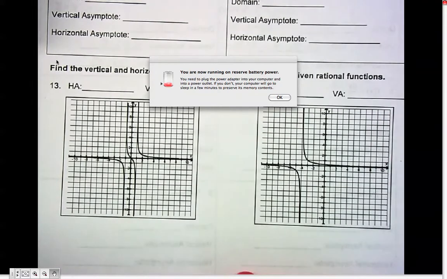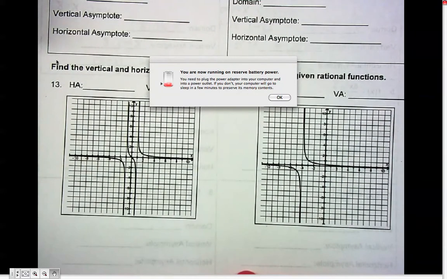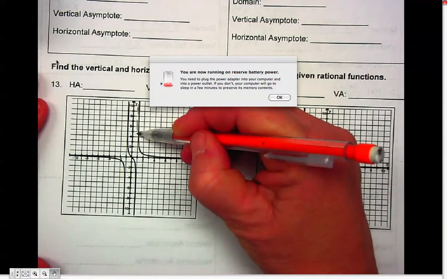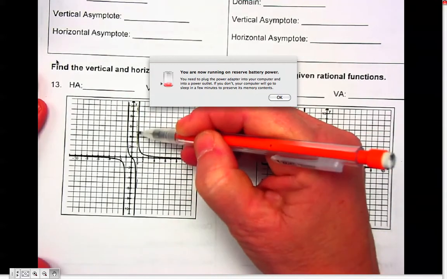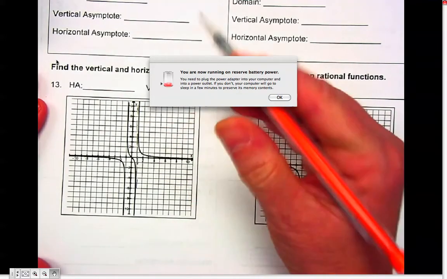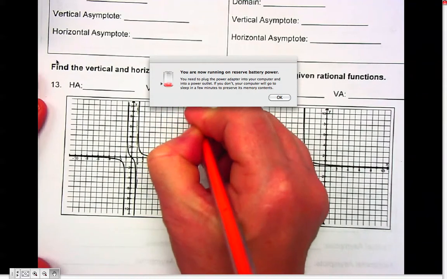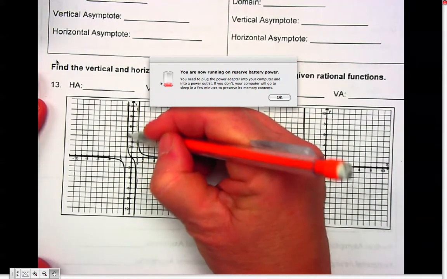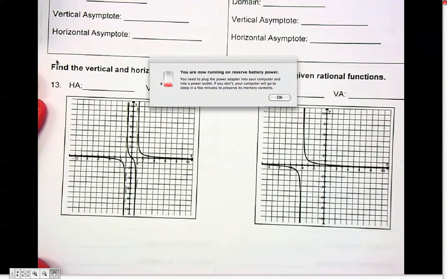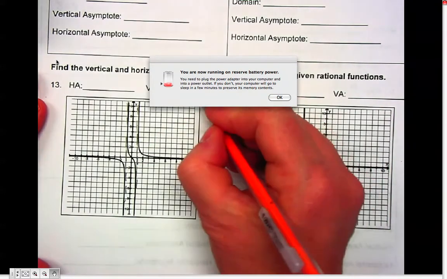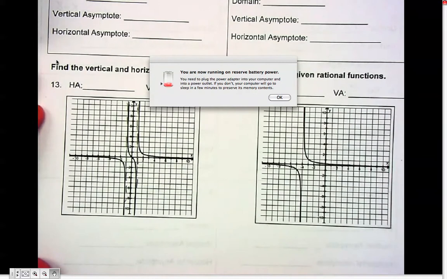The last part is they give you graphs, and they want you to find the asymptotes from the graph. We've done the vertical ones before. Vertical ones, they're right here, aren't they? Where's this vertical one on the right? 1. So x equals 1. And on the left, it does, but it's so small, it's hard to see. Okay. Horizontal asymptote, where is it?